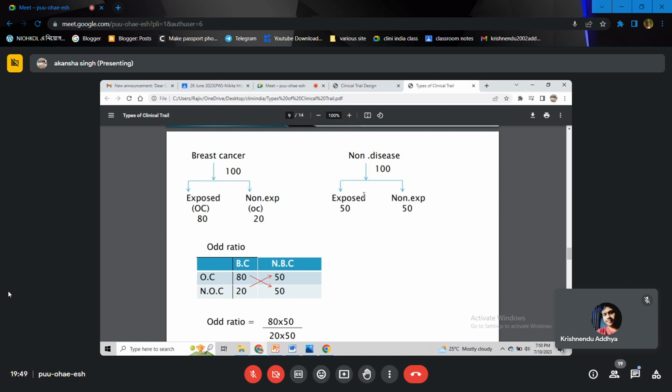Now we have to see the past exposure. Why did these people develop breast cancer? Out of this disease group, 100 patients had the disease, but from this, 80 were exposed, meaning 80 were consuming the oral contraceptive, so they developed cancer. And 20 had the disease but were non-exposed to oral contraceptive. Similarly, here, out of the non-disease group, 100 were exposed to oral contraceptive and 50 were non-exposed to oral contraceptive. Now, what you will do, you will find an odds ratio.